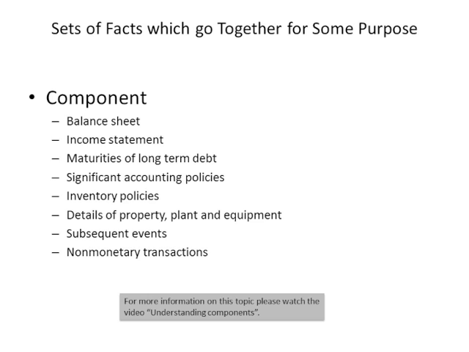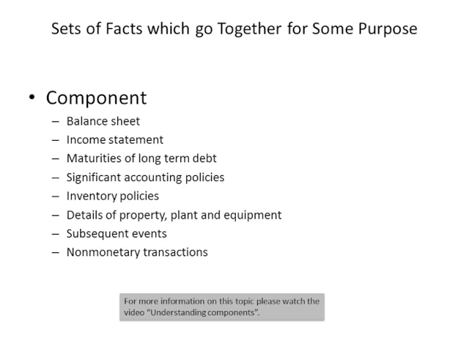I dig deeper into the notion of a component in the video Understanding Components, but I just want to provide an overview here and note that facts and characteristics that go together for some specific purpose are called a component. And you see there a list of examples of what I mean by the term component.